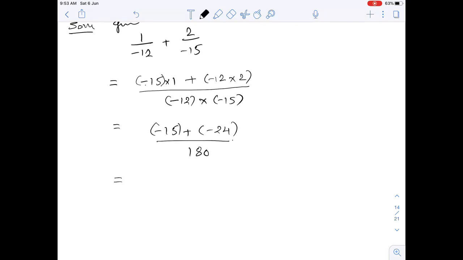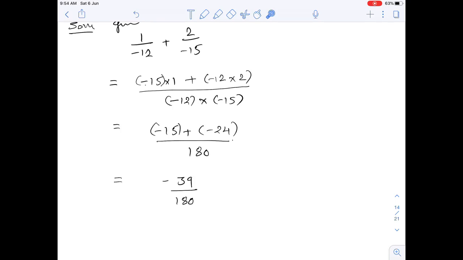Now here it can be seen that both the numbers, that is minus 15 and minus 24, have the same sign, so we can add the numbers. So it will become 15 plus 24, that is 39, sign of greater number minus, upon 180. Further we can reduce this number into lowest form if it is asked. If not, we can keep it as it is.